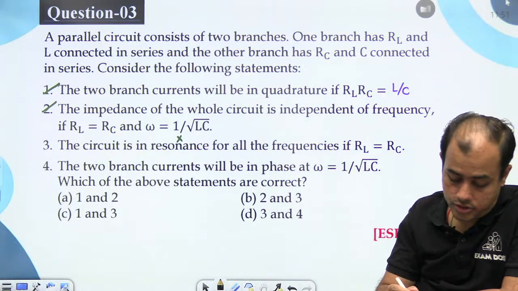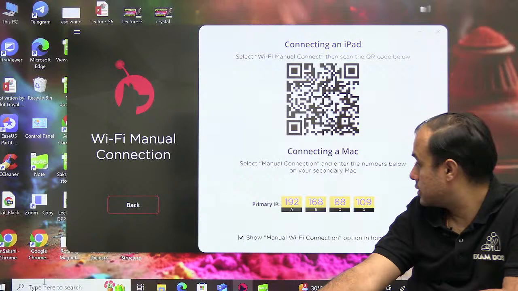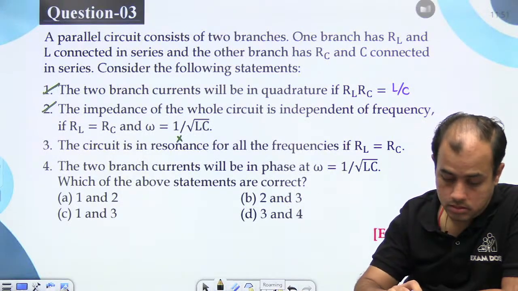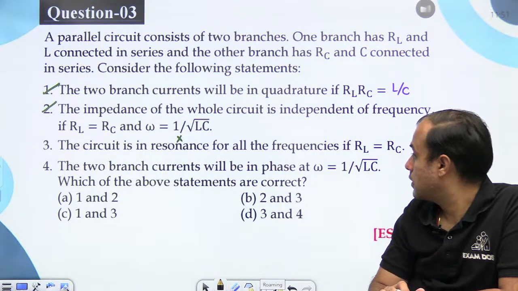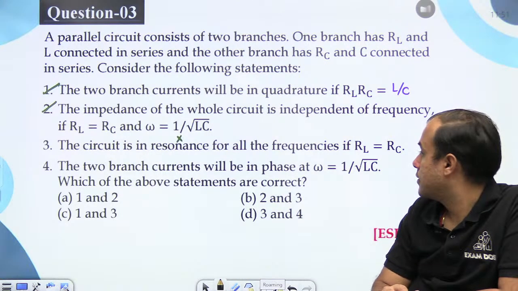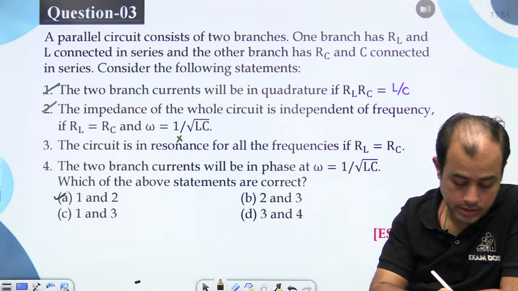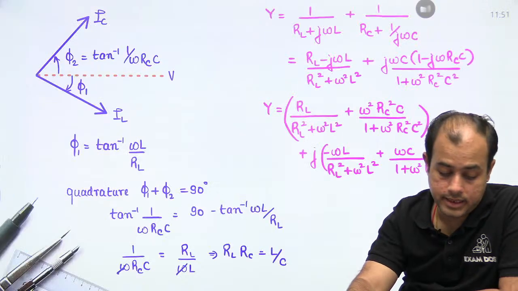ठीक है, तो इसका आंसर शुड बी ए. जस्ट अ मिनट. करेक्ट आंसर शुड बी ए. ठीक है, द आंसर शुड बी ए. चलिए नेक्स्ट वन.